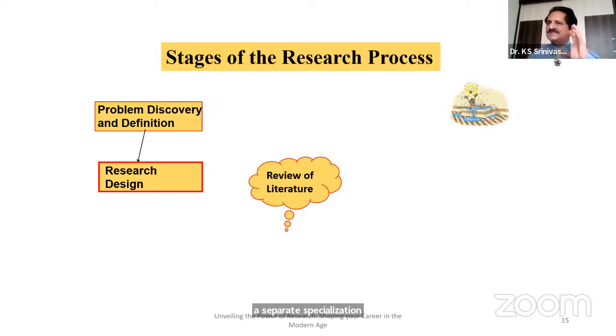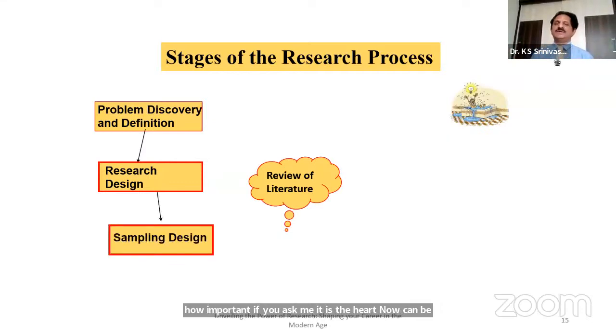So you should understand what a research design is and how important it is. If you ask me, it is the heart. Now tell me, can any person live without a heart? Simple. The next most important thing, after the heart, is the liver, which plays an important role. What is that called? Sampling design.